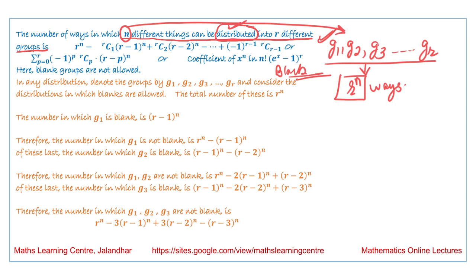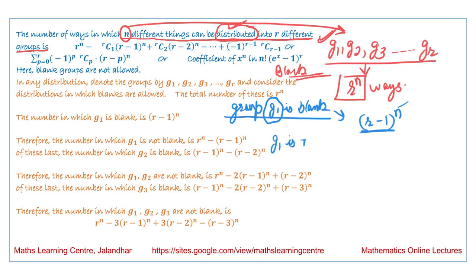Second case, we are talking about the number of cases in which group G1 is blank. It will be r minus 1 raised to the power n. That is, G1 is blank and the remaining groups are r minus 1, and n objects are to be arranged. So the number of cases in which G1 is not blank is r raised to the power n minus r minus 1 raised to the power n.